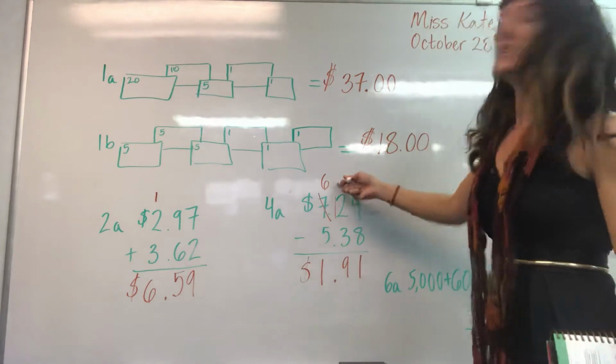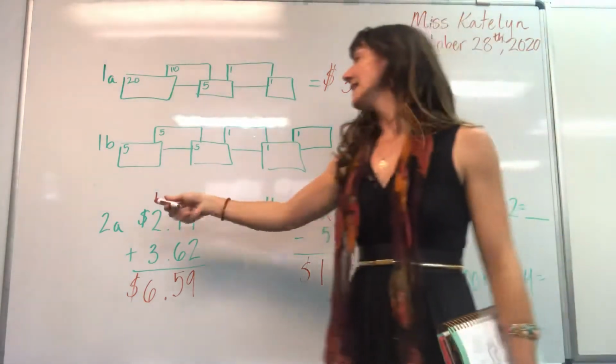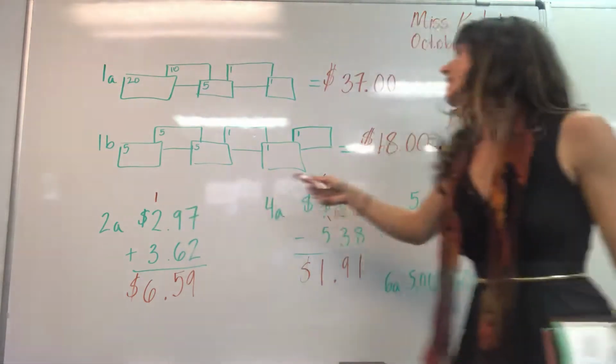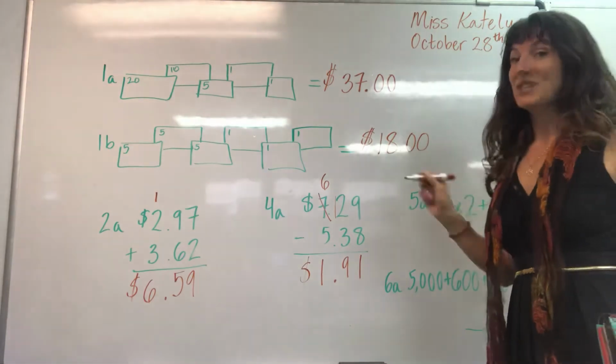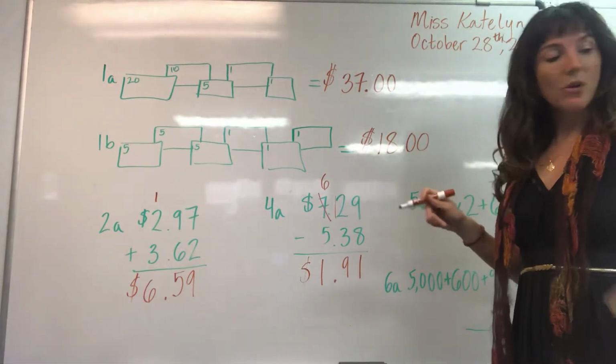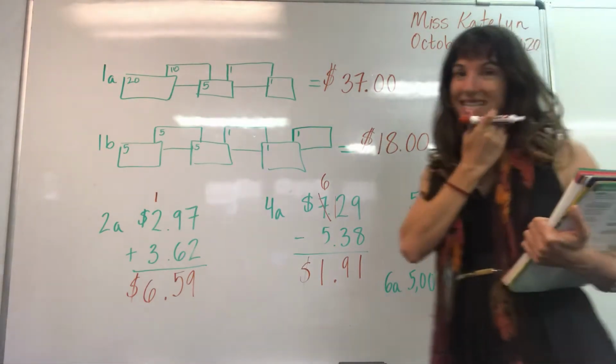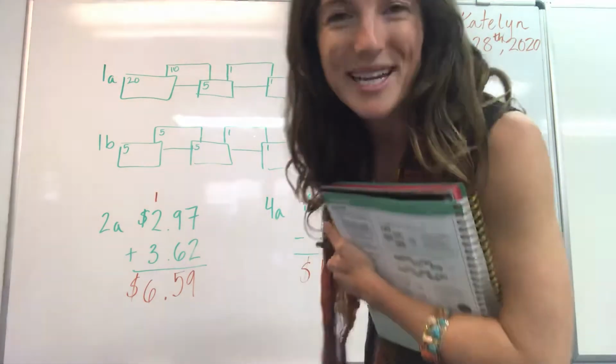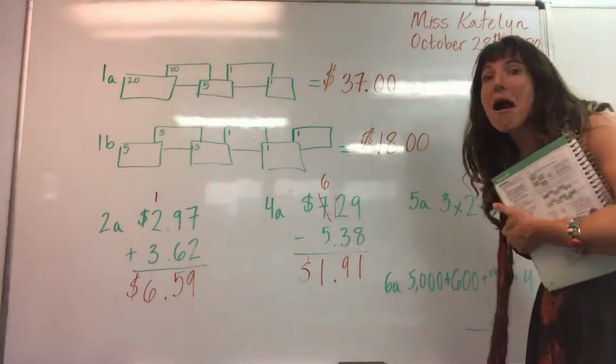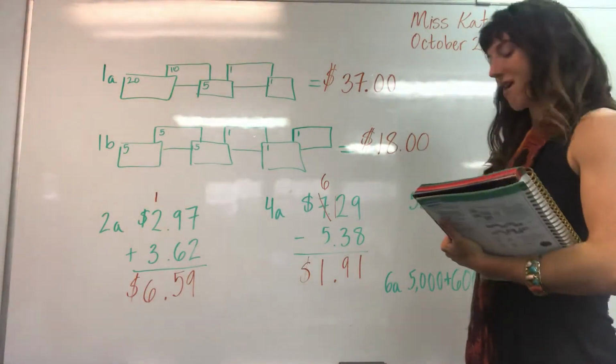I need to see this work in your book. I need to know that you can do it. You have 4B, C, and D to do as your homework. I expect them to be done the next time I see this book. Booyah! Because you're so smart.